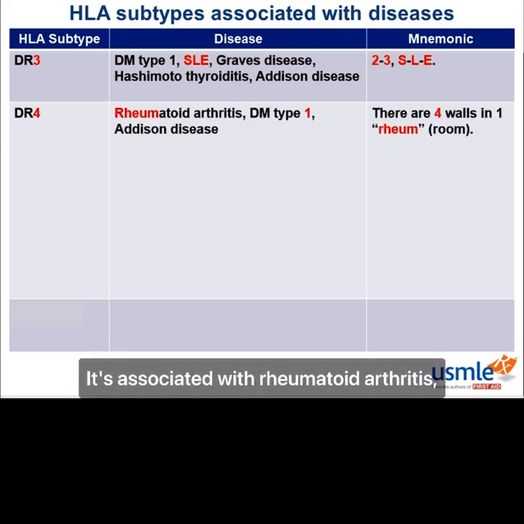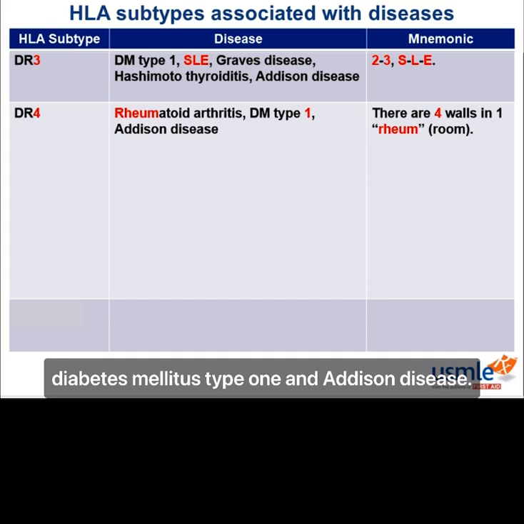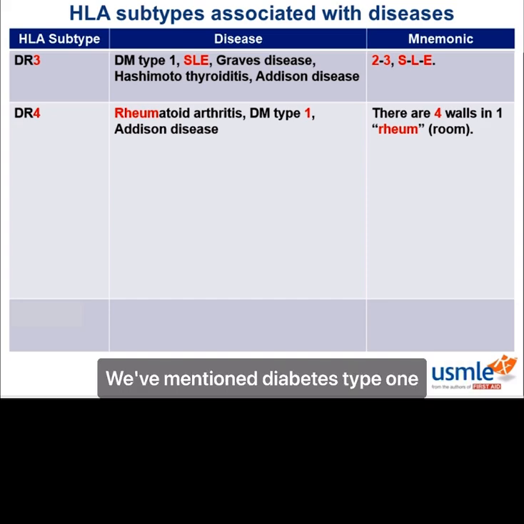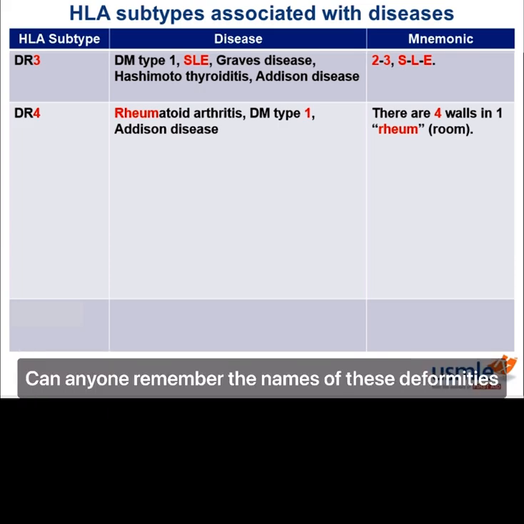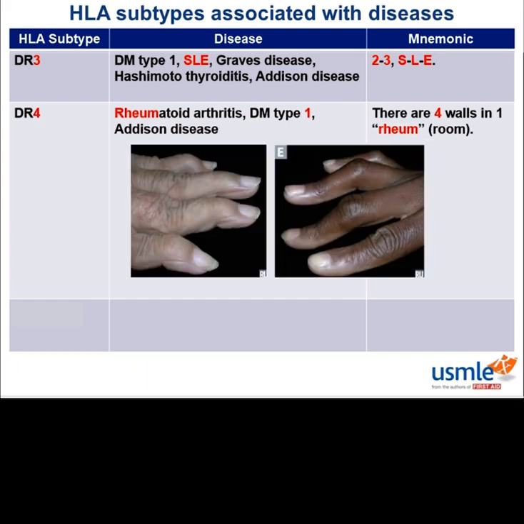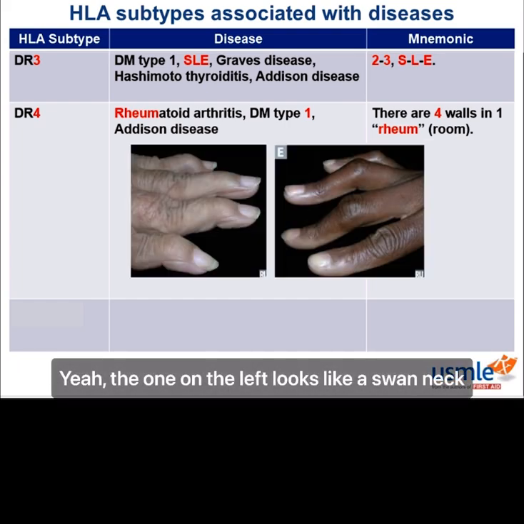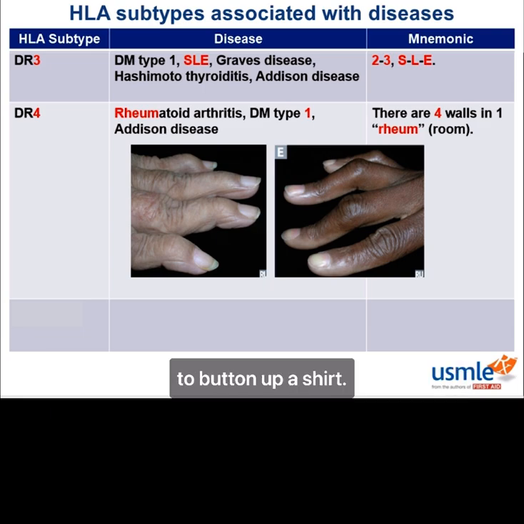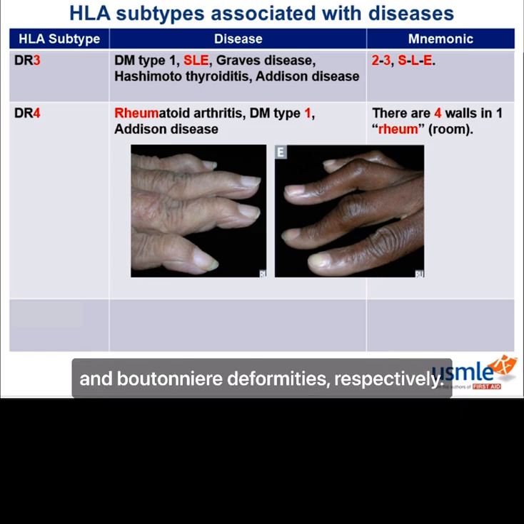It's associated with rheumatoid arthritis, diabetes mellitus type 1, and Addison disease. We've mentioned diabetes type 1 and Addison disease a few times now, but rheumatoid arthritis is new. So a good way to remember this is to know that there are 4 walls in a room. Can anyone remember the names of these deformities in rheumatoid arthritis? Yeah, the one on the left looks like a swan neck, and the one on the right looks like you're trying to button up a shirt. So they are the swan neck and boutonniere deformities, respectively.